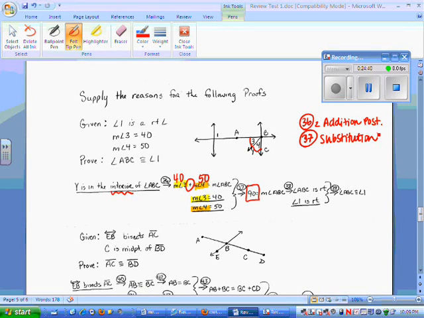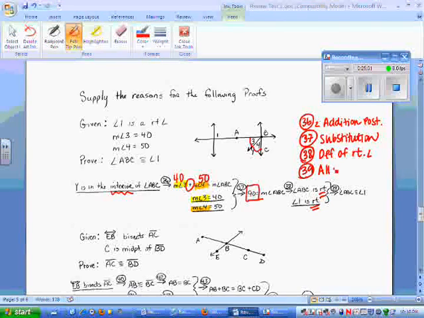Moving on to 38. How do we know that 90 is the measure of angle ABC? How do we know that that's right? The reason why is the definition of a right angle. And then 39, if they're both right, how do we know they're congruent? All right angles are congruent. Let's see that proof.